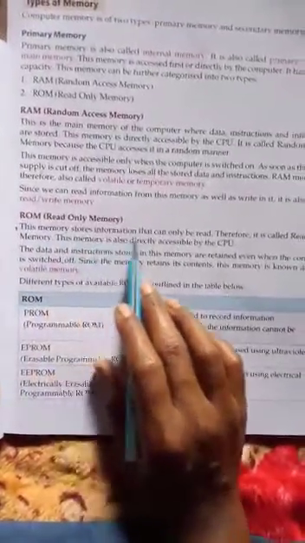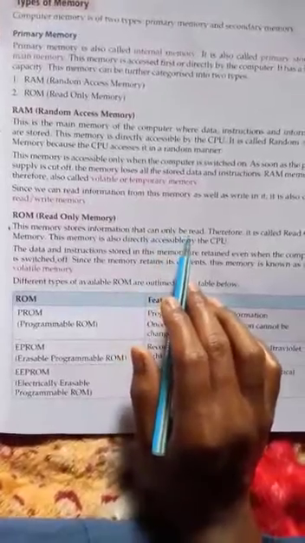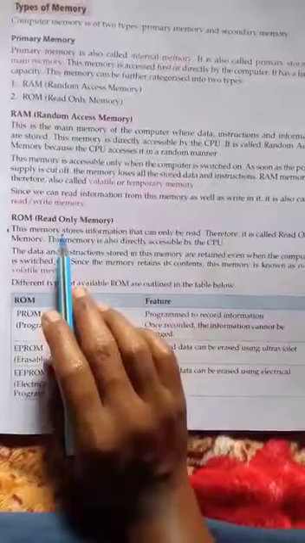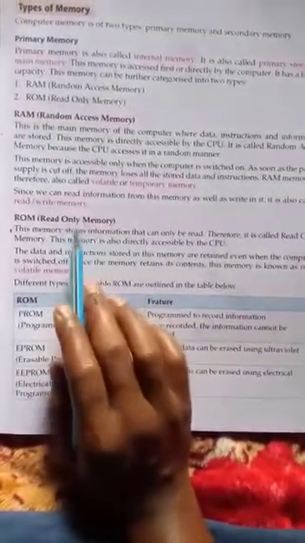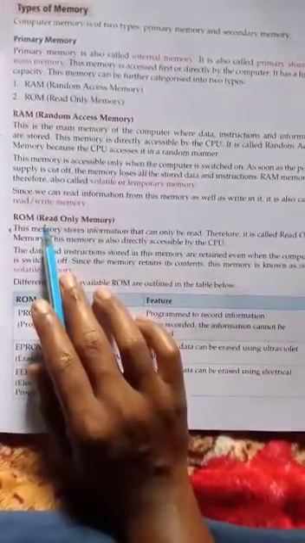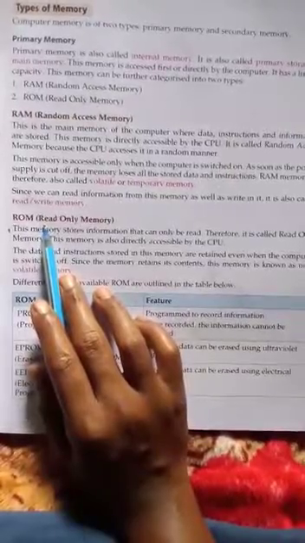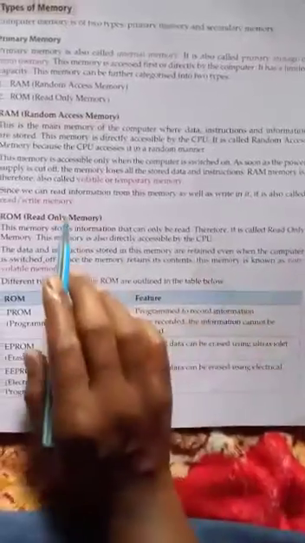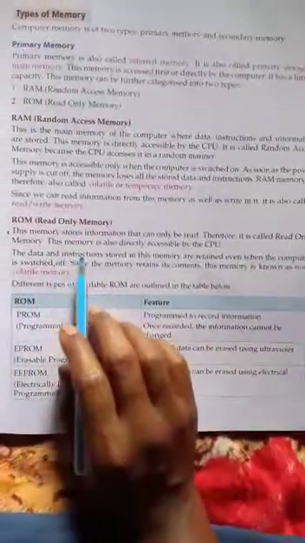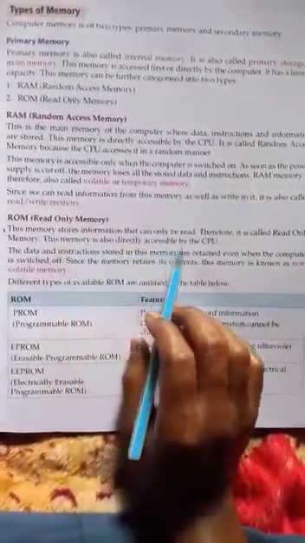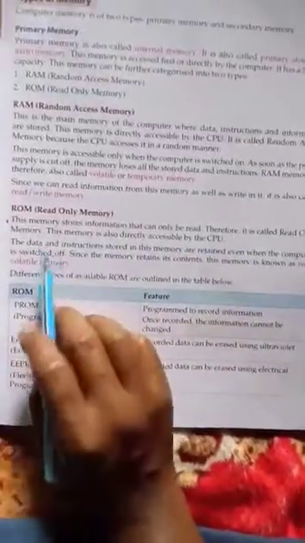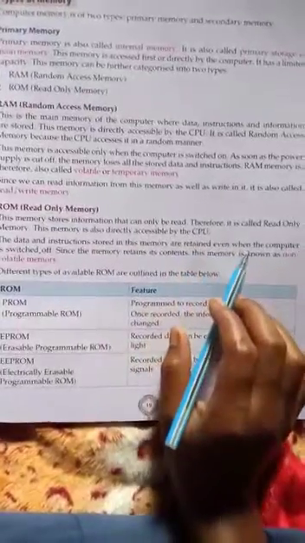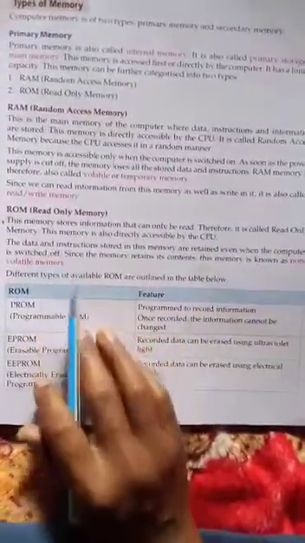Next, ROM, read only memory. This memory stores information that can only be read. Means those information stored in this ROM memory we can read only. Therefore, it is called read only memory. This memory is also directly accessible by the CPU. The data and instruction stored in this memory are retained even when the computer is switched off.